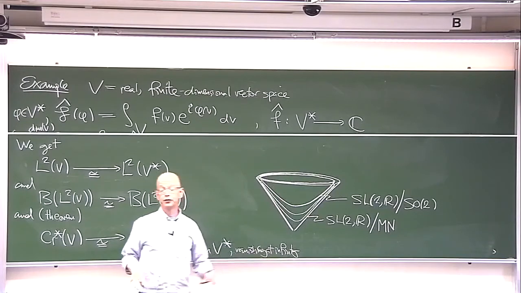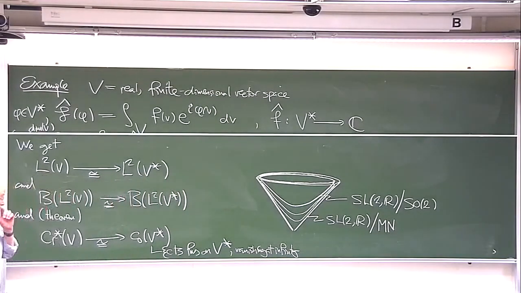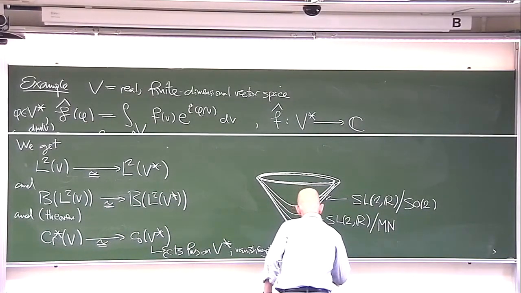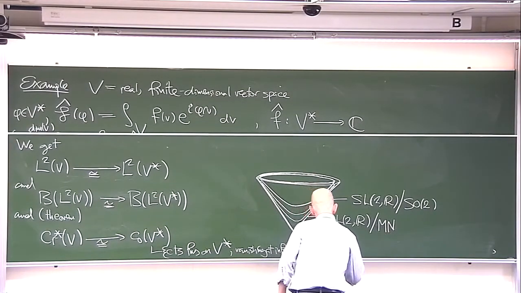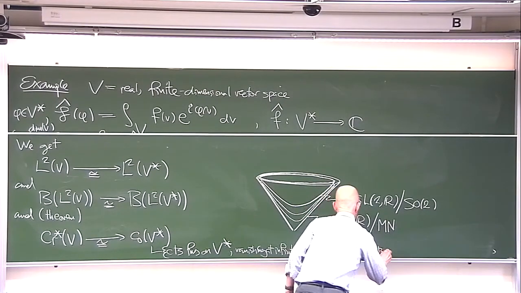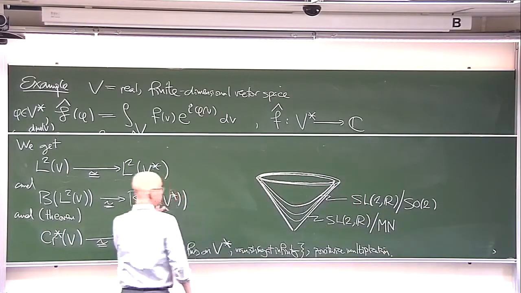It's the closure in the supremum norm of the compactly supported continuous functions. And it's an algebra under the easy operation of pointwise multiplication. And it acts on the L2 space in the obvious way.